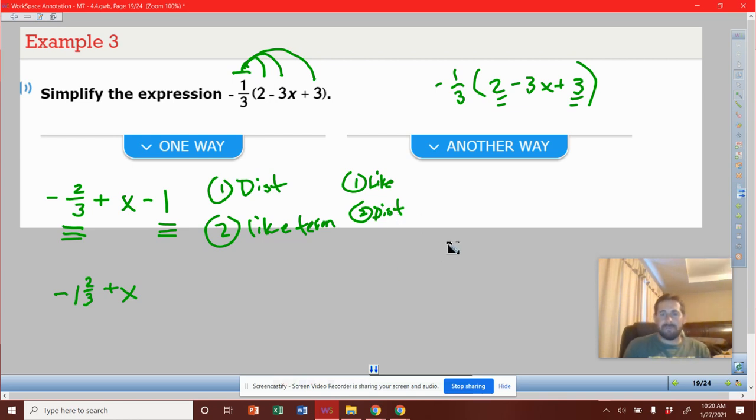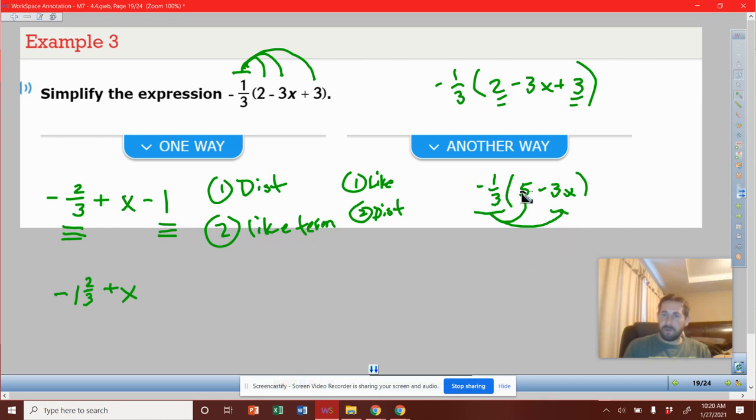Everybody's going to have their preference. Personally, I like to combine my like terms first. I like this version. So there's no like terms outside the parenthesis. I'm going to get negative 1/3. Here I've got 2 plus 3. That gives me 5, right? And the x has nobody to buddy up with, so I just have a negative 3x. And now I can go ahead and take this and distribute it through.